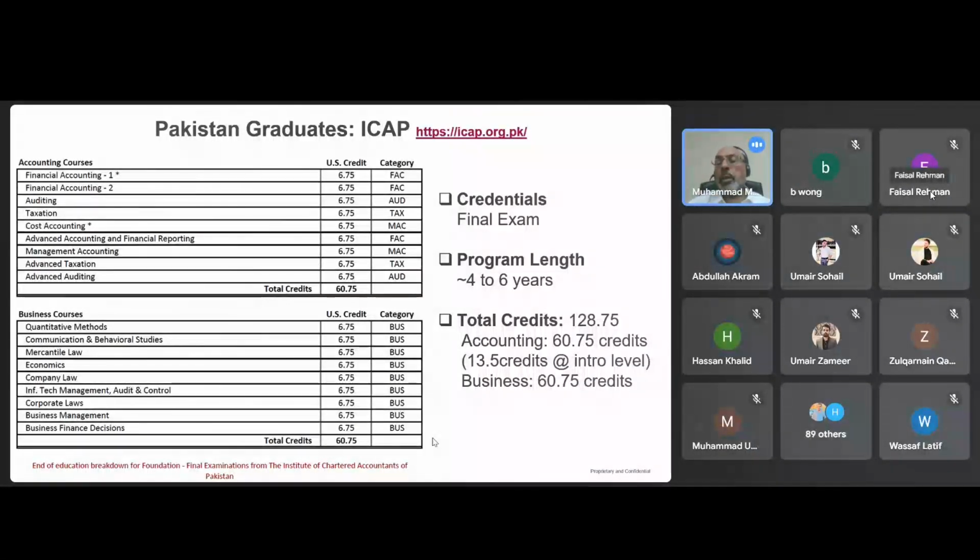a qualified person is eligible to take the exam and meets the upper level credits, meets the total accounting credit hours, meets the business credit hours. In accounting, they get nearly 66 credit hours, out of which only 13.5 credit hours are lower level, introductory level. The rest are upper level. In business, they get around 61 credit hours, and there is no upper and lower requirement. And let me tell you, even an ICAP qualified person who doesn't have any other graduation is eligible to take the US CPA exam.